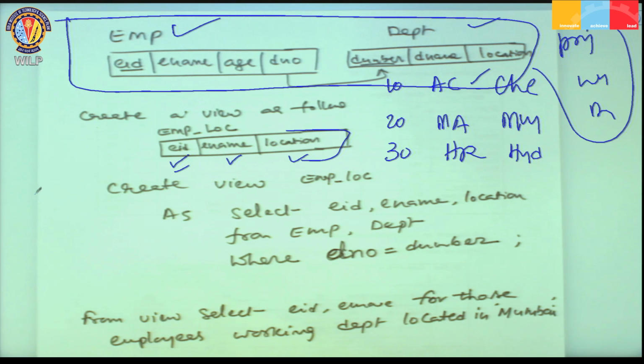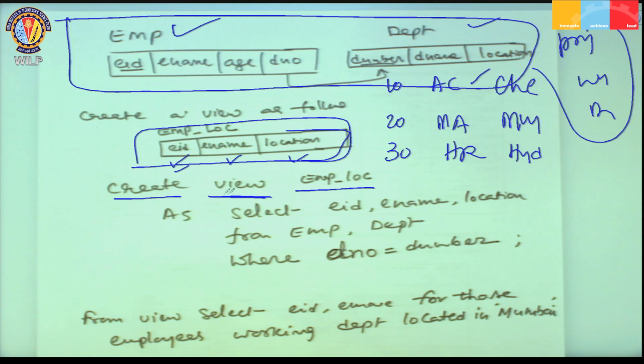Now, an end user or external schema 1 needs to be in this format. Then I can specify that schema using a view definition. I can achieve this with this definition of the view. Create view, I am giving it a name emp_location. What should be the structure? What data should appear in the view?